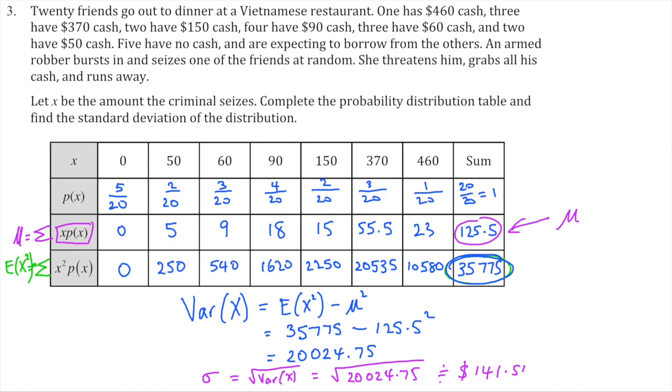What that actually means is, for this table, this data, when you look at the average, it is 125.5. The spread around $125.50 is a spread of $141.51 for each standard deviation.